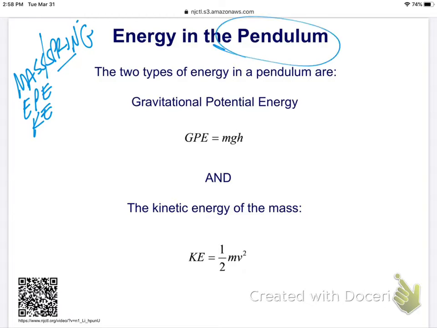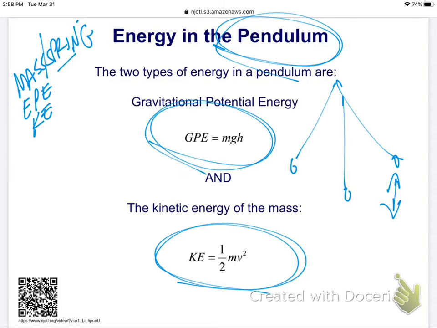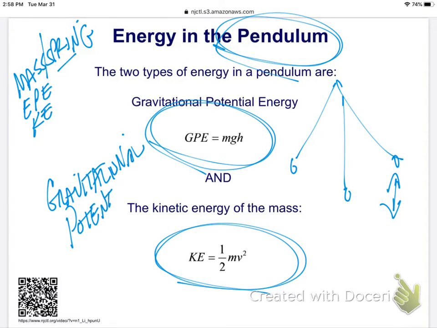Now for a pendulum, it's a little bit different. It's still moving. That pendulum is swinging back and forth. So we do have KE, kinetic energy, 1/2 mv squared. But as it's moving back and forth, we notice that it also is gaining some height. So if it has height, it has gravitational potential energy. So a different type of potential energy.